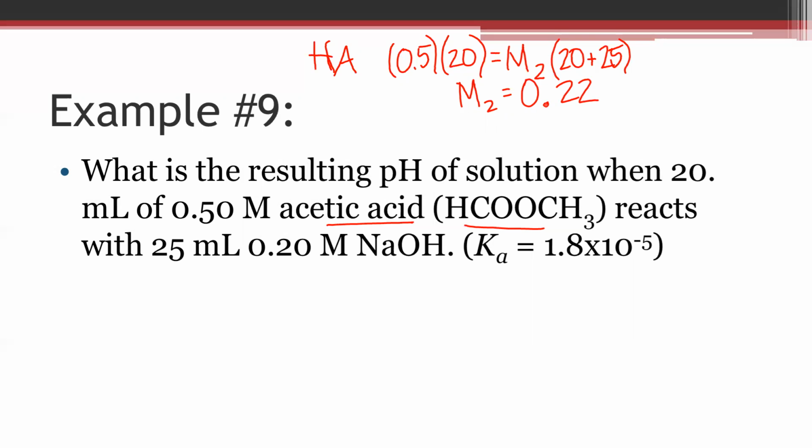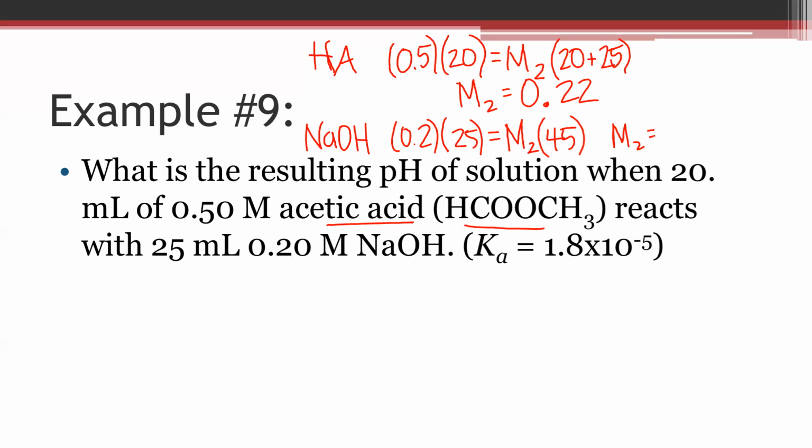And so then for our base, the sodium hydroxide, same process, we've got 0.2 molar times the 25 milliliters of that is equal to our new molarity times 45 for the new volume. And I got that the base's new molarity is 0.11 molar.